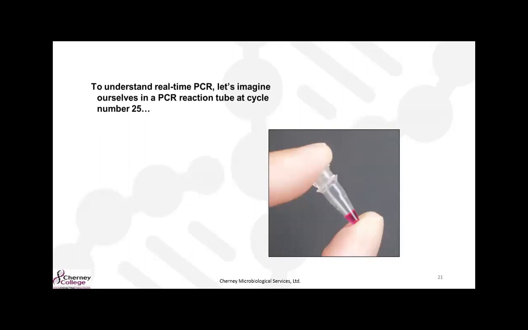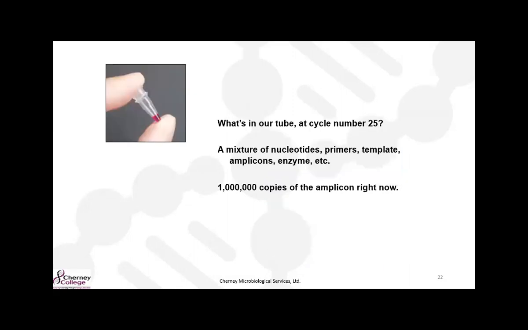So to step back and understand real-time PCR, let's imagine ourselves here with a PCR reaction tube at cycle number 25. We're not starting out at cycle 1, we're starting out at cycle number 25 in that reaction tube. So what's in our tube at cycle 25? We've got a mixture of DNA, some primers, different enzymes, and at cycle 25, we've got, let's say, 1 million copies of amplicon DNA in that tube right now.